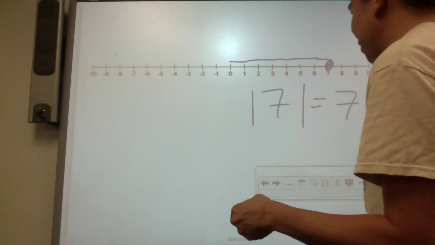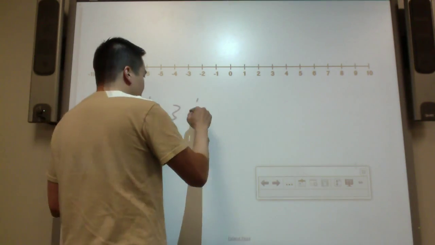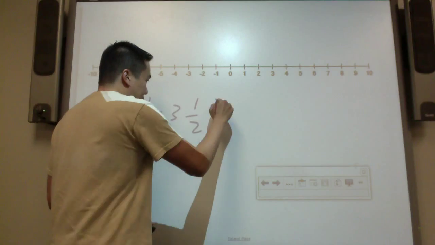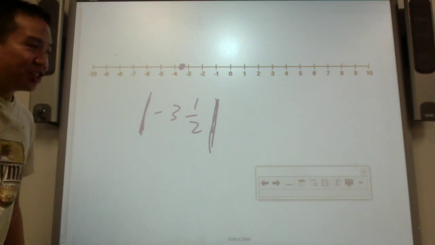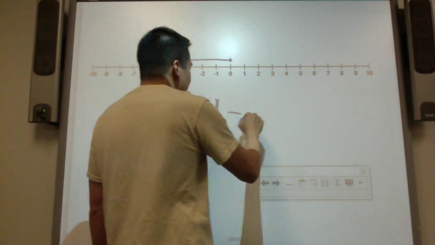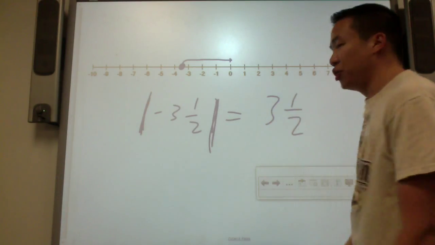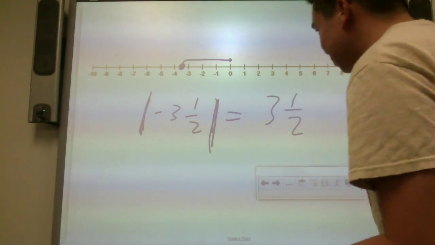Negative 3.5. Here is negative 3.5 right here. How far is this from 0? It is 3.5 units from 0. Count if you don't believe me.